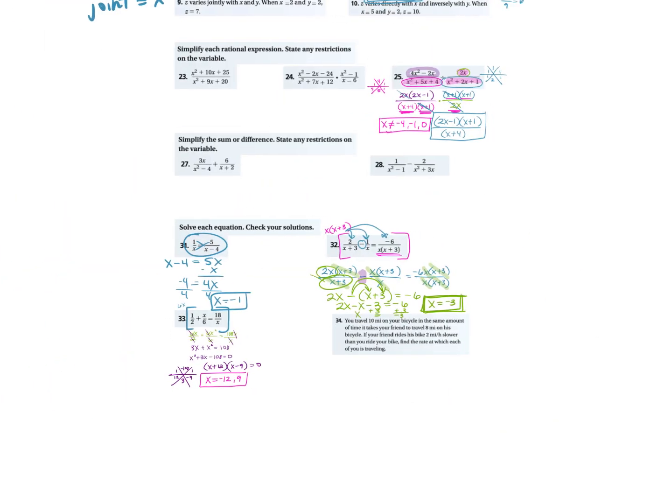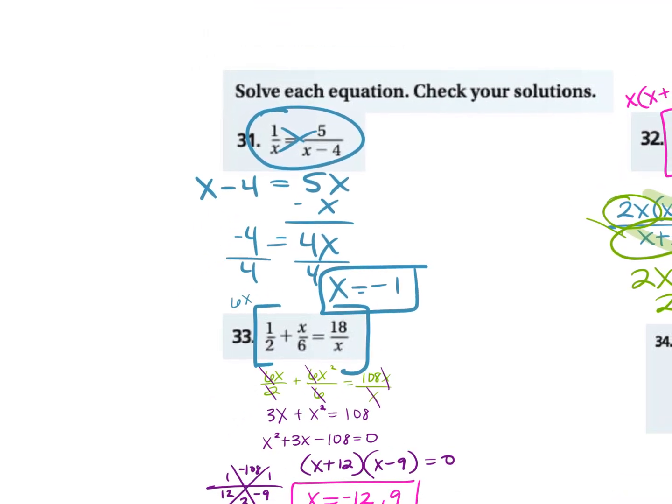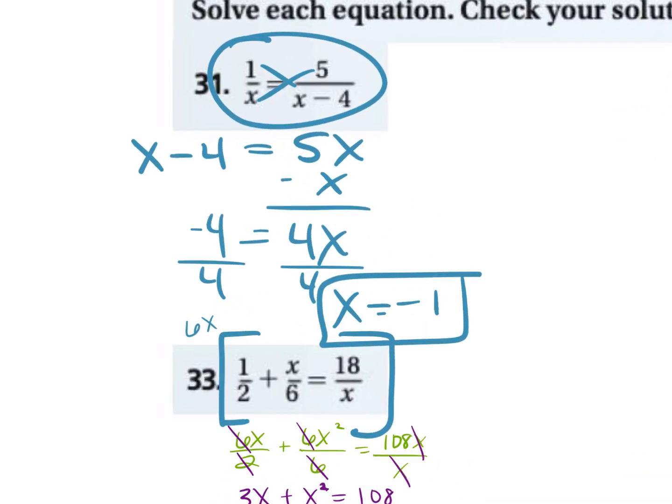What else? Can you go to 31? 31. That one's cross multiply. Let's do 34. Which one? Last 34.